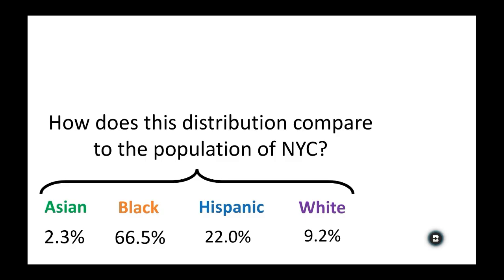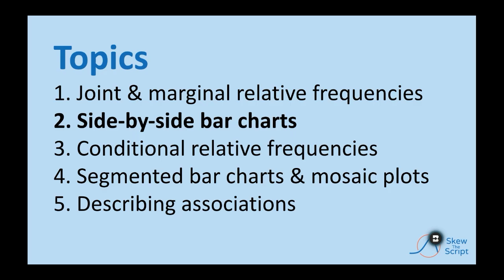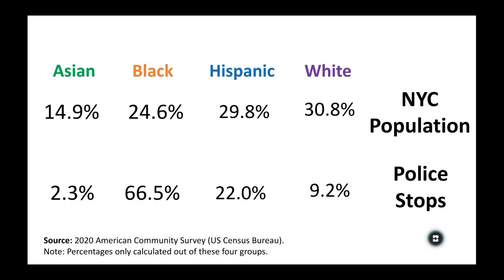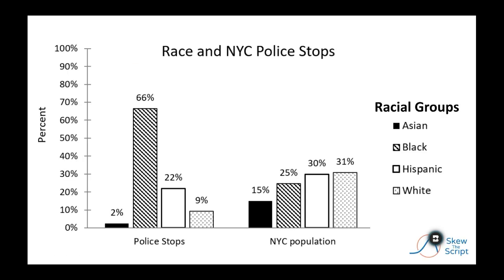But this analysis raises an important question. How does this distribution compare to the general racial makeup of New York City? One way to answer that is by using a side-by-side bar chart. We begin with the marginal relative frequencies from the police stop data. We compare it to the racial distribution among the whole population of New York City shown here. As mentioned, the percentages are only calculated out of these four groups. To visually compare these numbers, we can make a side-by-side bar chart like this.